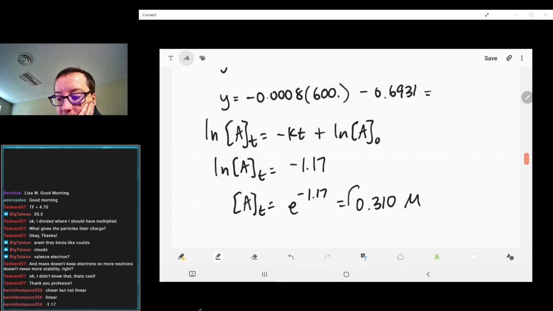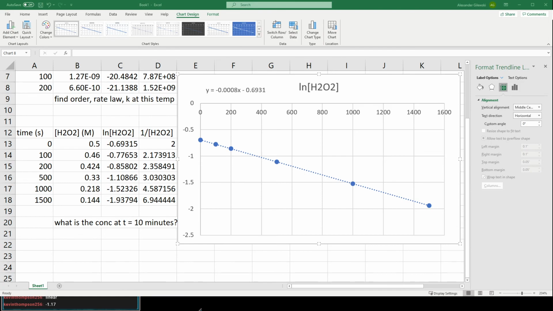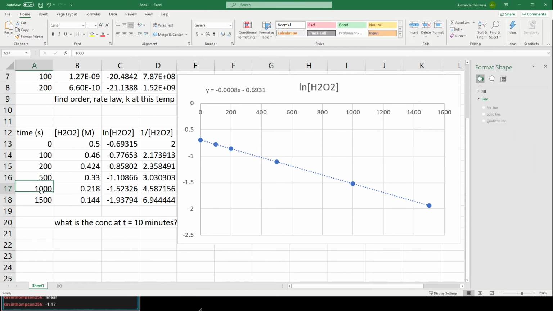On our units, there would be a molarity. Right, and so let's just double check to see if this answer makes sense. Popping back to Excel, we're seeing, okay, at 500 seconds, we're at 0.33. At 1,000 seconds, we're 0.21. If we're looking for 600 seconds, we're going to be in between those values. So we would expect our molarity to be in between those two, right? And so therefore 0.31 makes perfect sense.